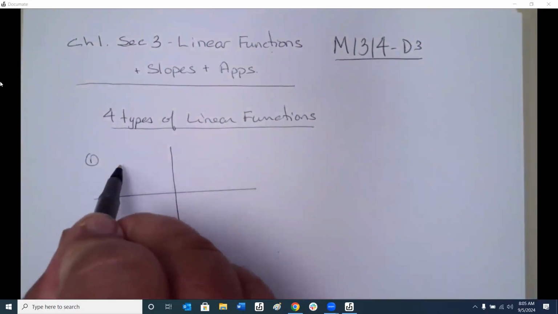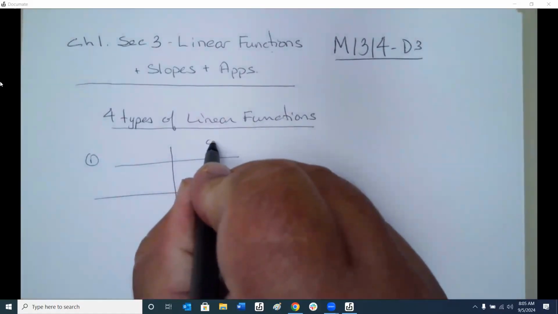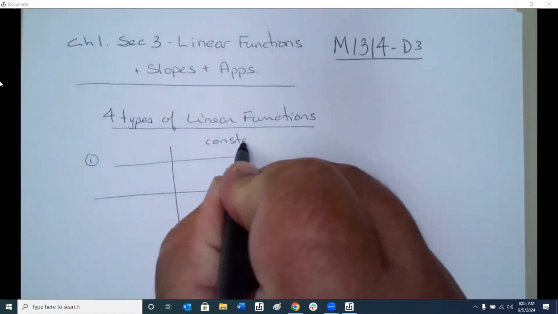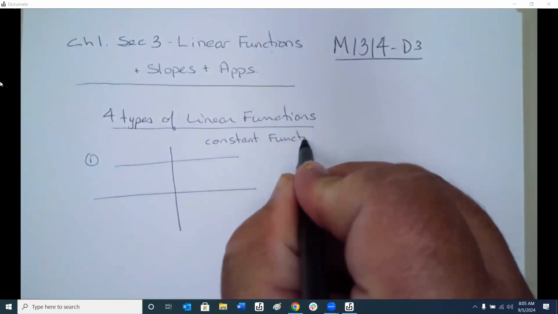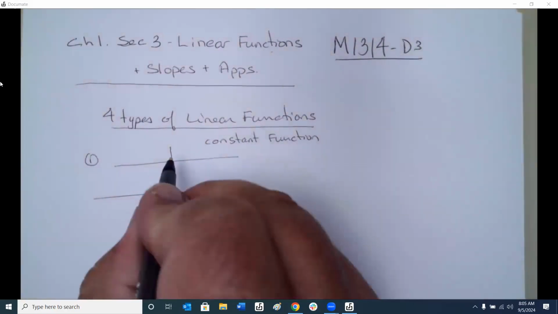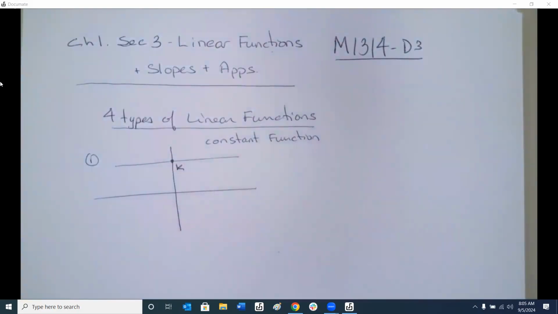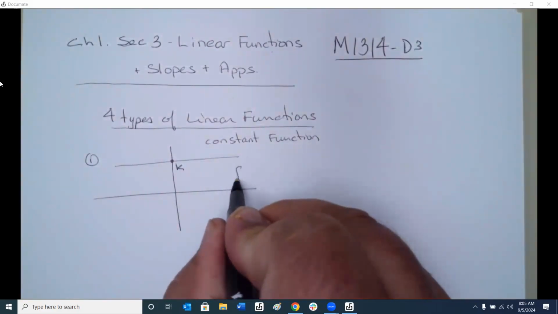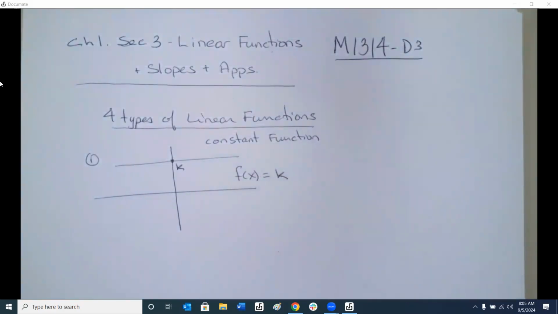The first type is a constant function. So where it passes some value k, the function equation would look like this, where k is some number.